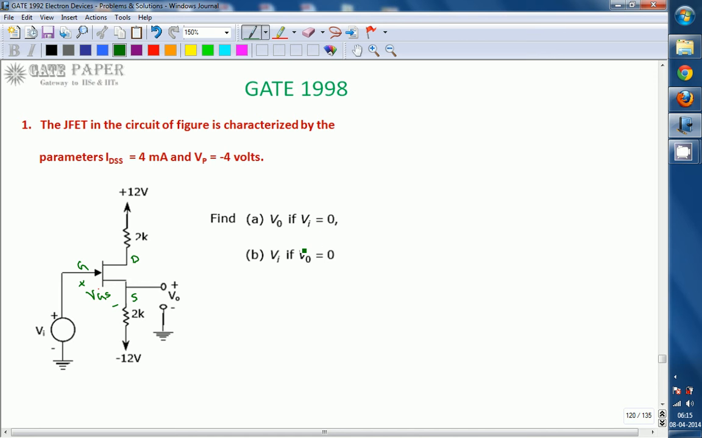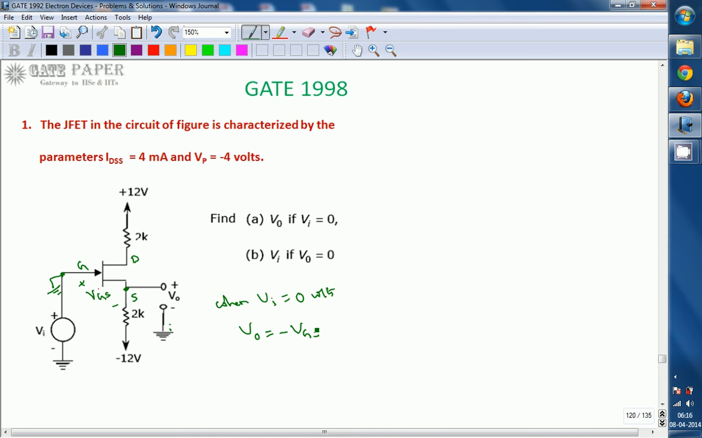So if Vi is equal to 0, this is simply connected to ground at this point. If you write KVL, V0 is the voltage from this point to ground, and towards ground you can go in this direction also, forming a loop. So when Vi is equal to 0 volts, we can write V0 is equal to minus VGS.